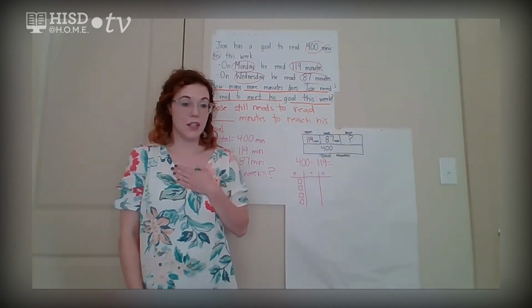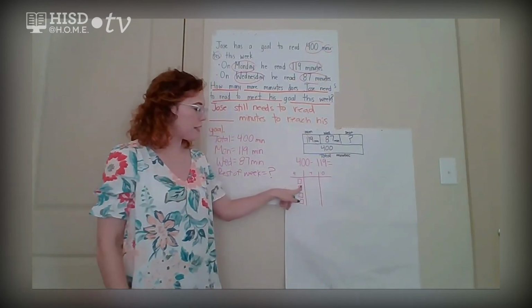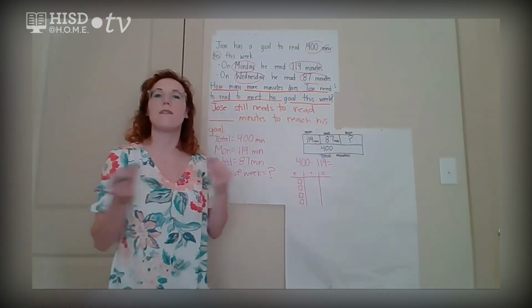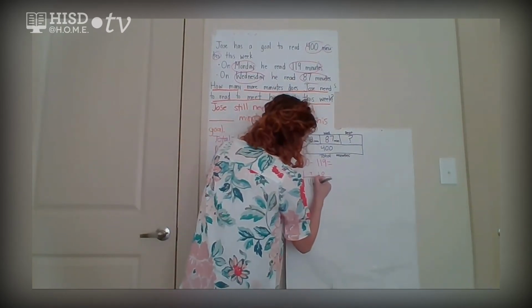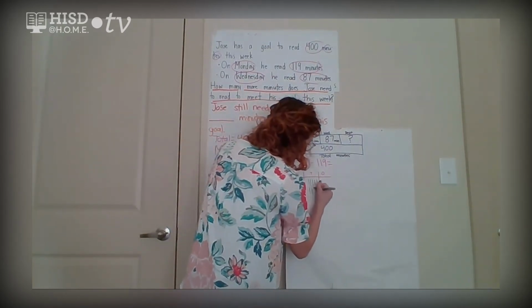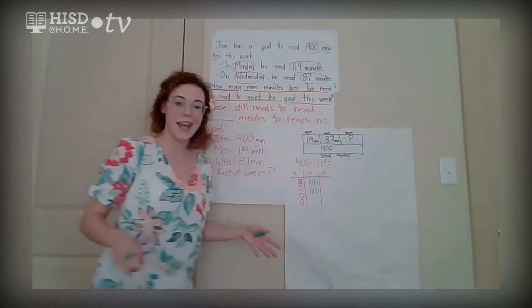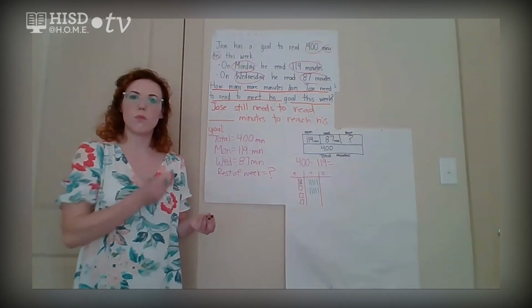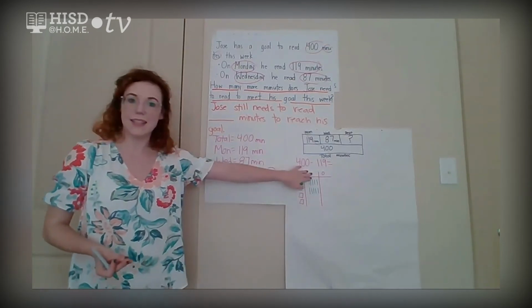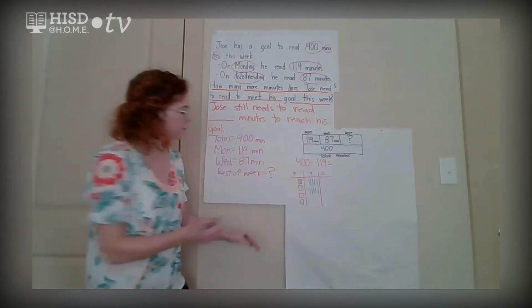I think we should regroup this 100 into 10 tens and see if that helps us any. 1, 2, 3, 4, 5, 6, 7, 8, 9, 10. Oh, I have tens now, so that works. But I still don't have any ones. So I think I need to regroup one of those new tens I have into 10 ones.